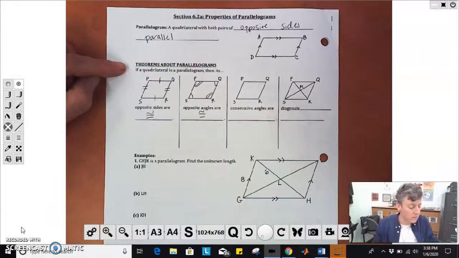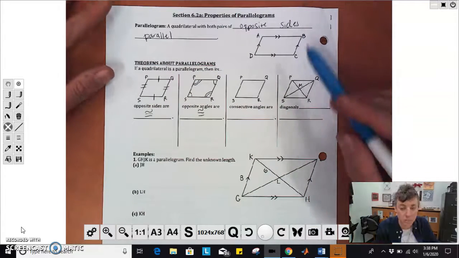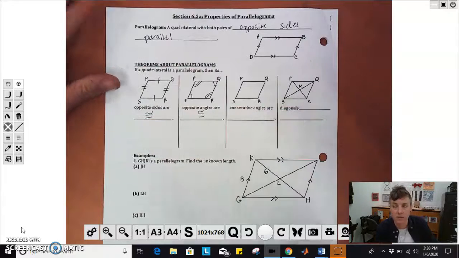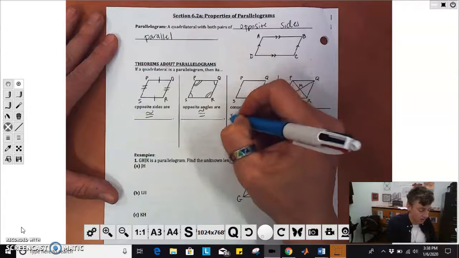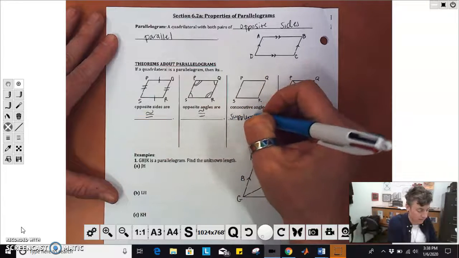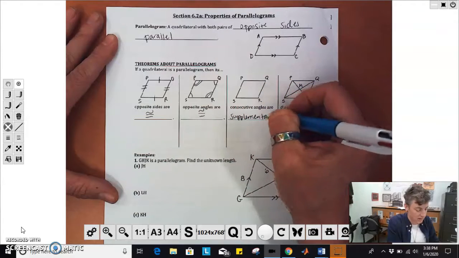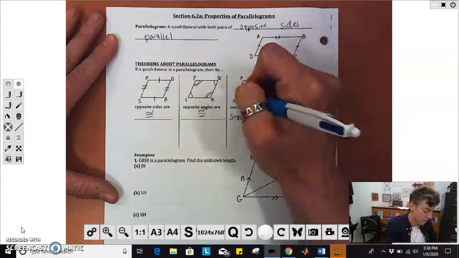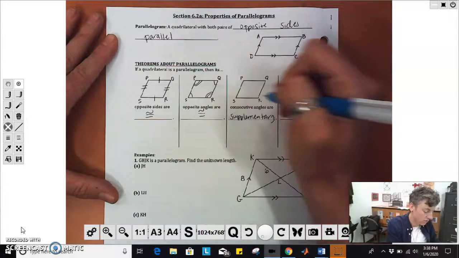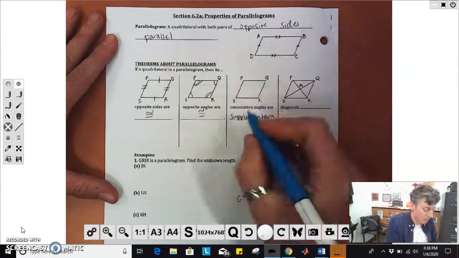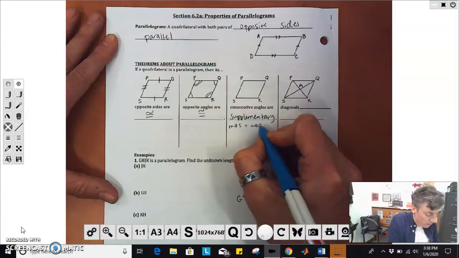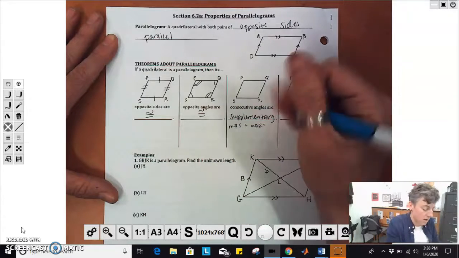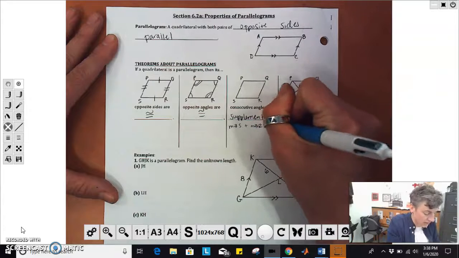If a quadrilateral is a parallelogram, then we know consecutive angles, the angles following each other, are supplementary. So the measure of angle S plus the measure of angle R. Supplementary means what? Adds to 180 degrees.